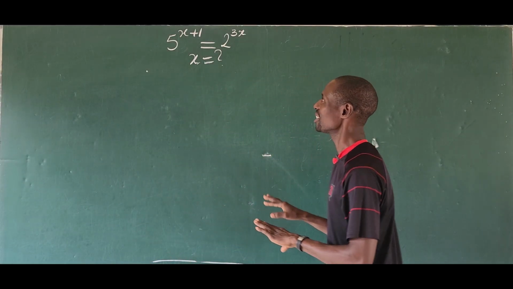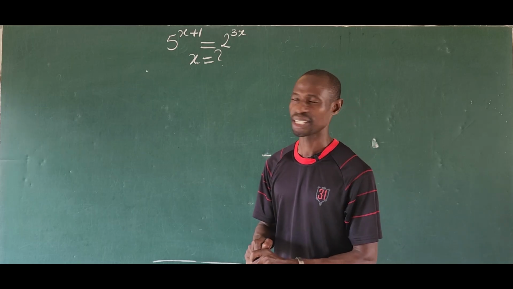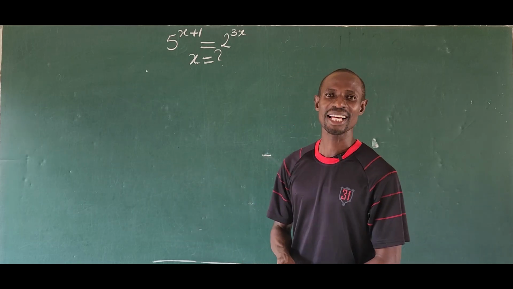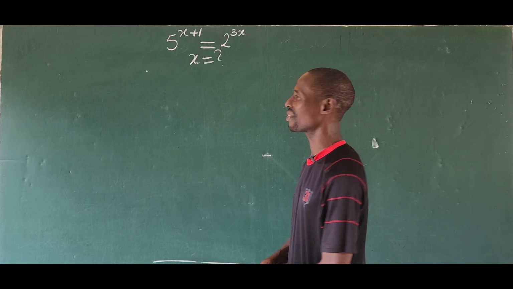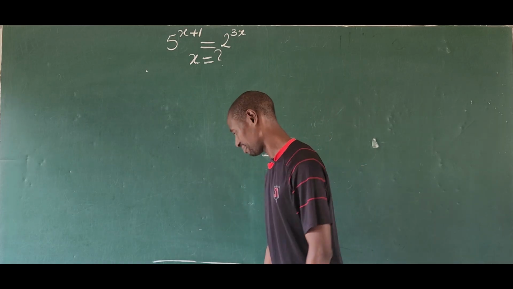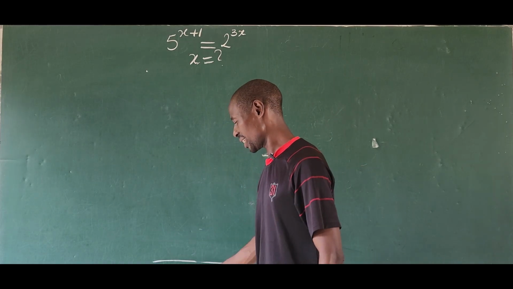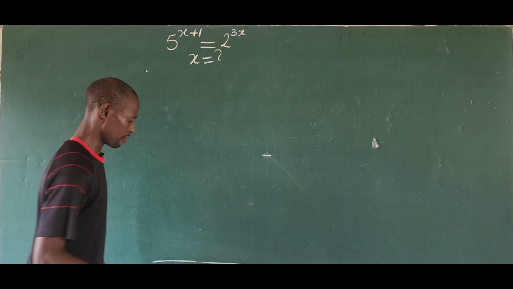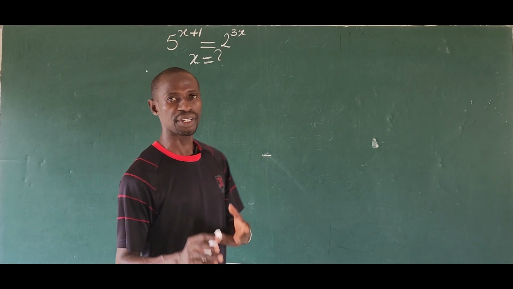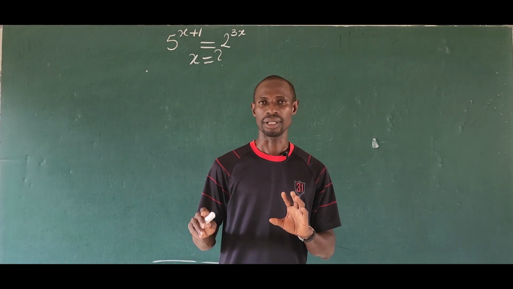Here we have this challenge. It's a simple exponential challenge. The question is 5 to the power of x plus 1 equals 2 to the power of 3x. What is the value of x here? This is pretty easy if you are acquainted or familiar with some laws of indices and that of logarithm.